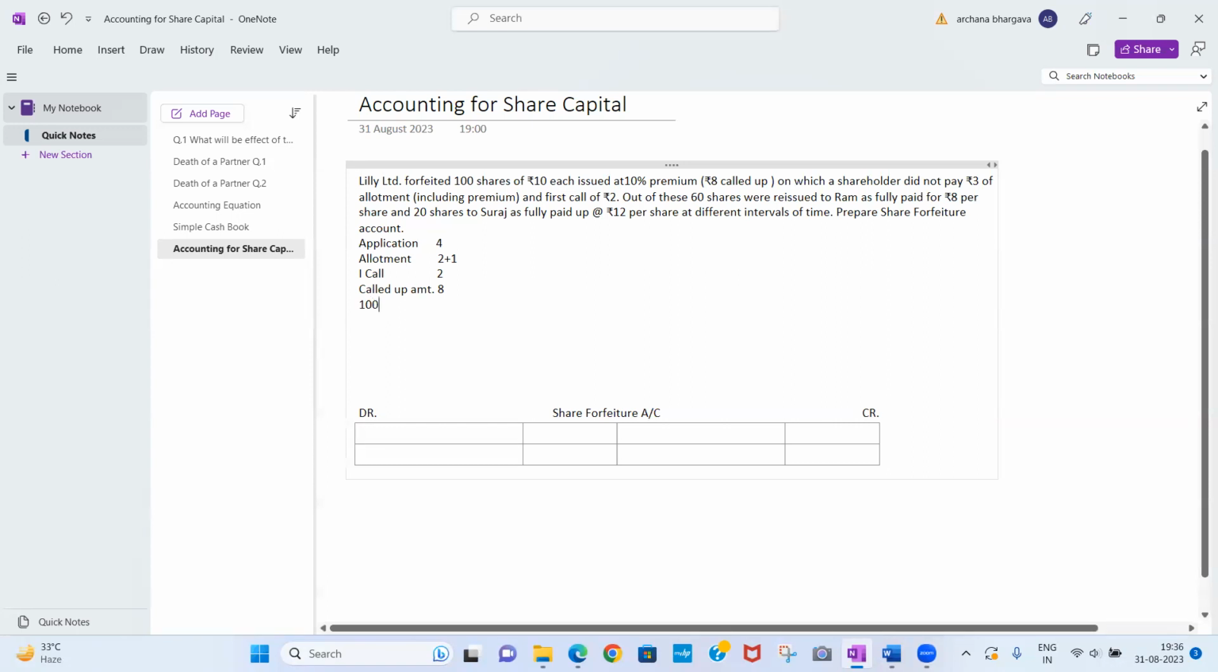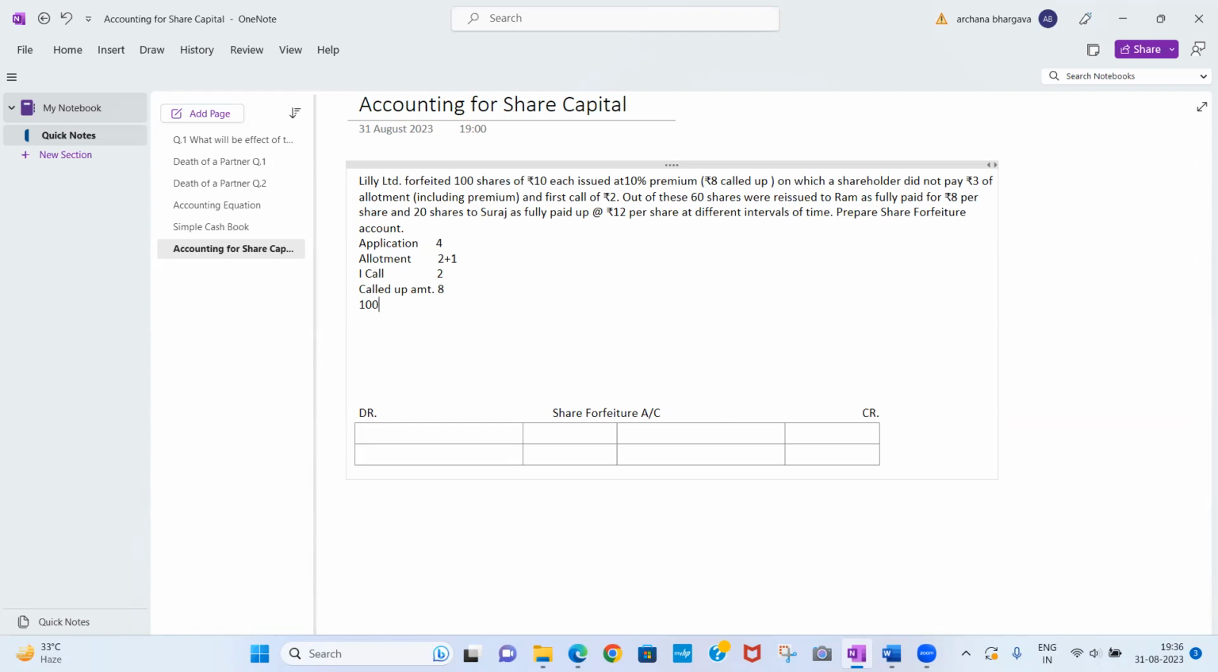Now 100 shares forfeited, and only application amount is paid. So it's very simple calculation, children. 100 multiplied by 4 is equal to 400 rupees credited to which account? Share forfeited account. So 400 rupees credited to share forfeited account.